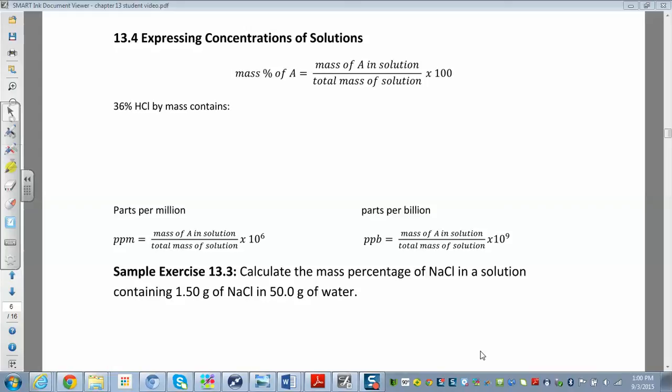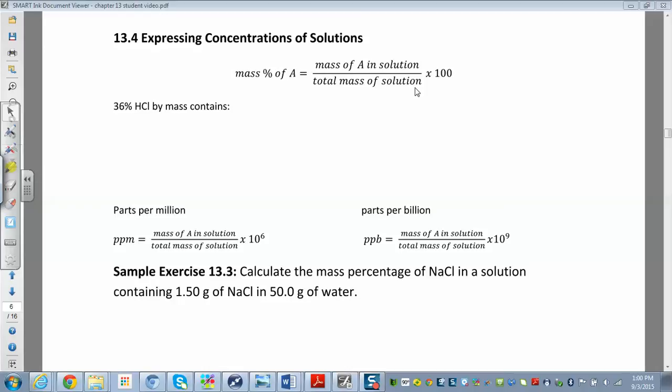So now we can look at how to express concentrations of solutions using different units. And you may have seen some of these before. Mass percent, we looked at mass percent in Chem 1 when we talked about percent composition. And mass percent is just the mass of some part of your solution divided by the total mass of your solution times 100. So the percent is why we have the times 100.